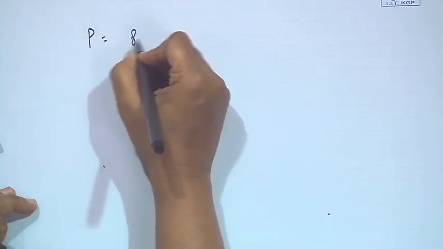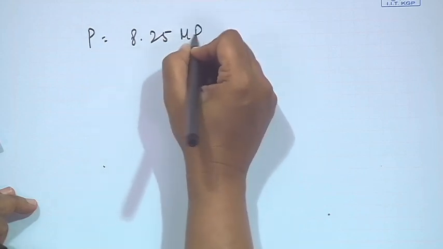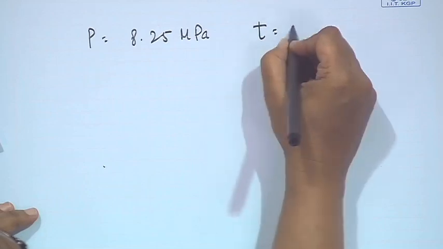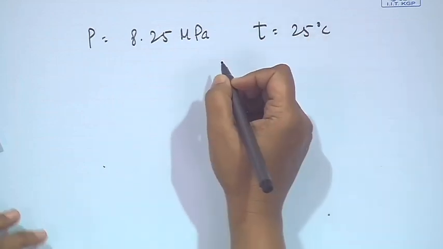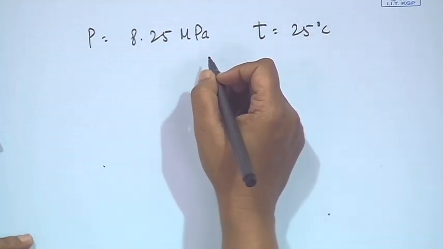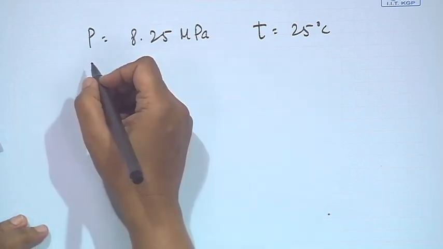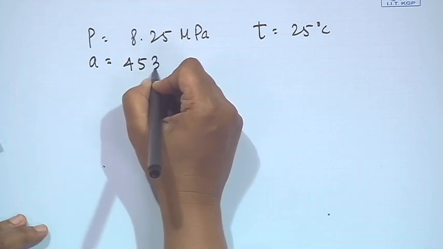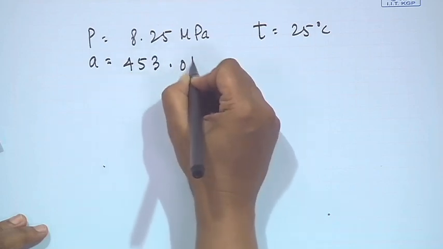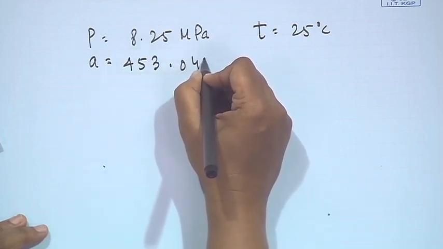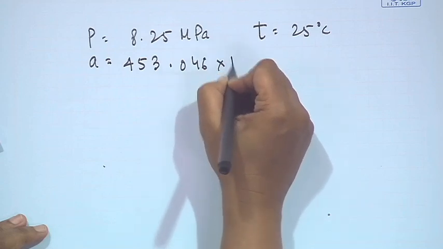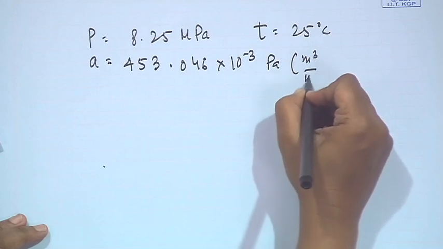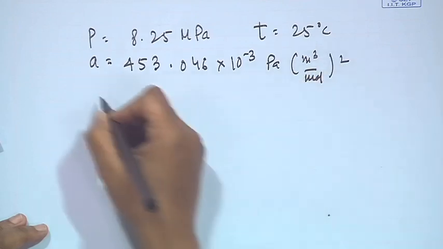So, P is given as 8.25 MPa and the temperature, small t, is given as 25 degrees centigrade. It is given that the gas obeys the van der Waals equation of state. The values of A and B are not given, you can note them down. A is 453.046 into 10 to the power minus 3 Pascal meter cube per mole whole square.